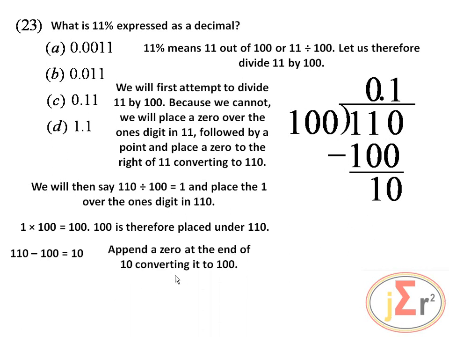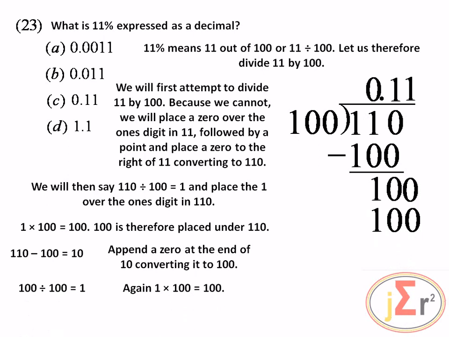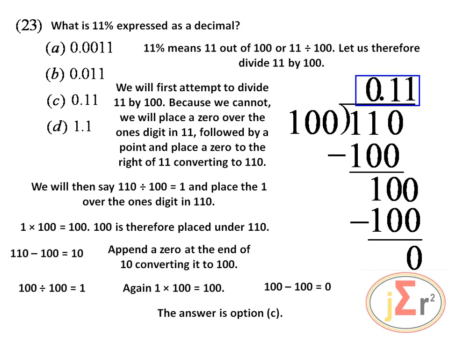Next, we will continue appending a 0 to the end of 10, right there. So we continue by putting another 0 here, because we know that 100 cannot go into 10. So we place another 0 right there. 100 to be divided into 100, and that will be 1 time. Then we say 1 multiplied by 100, and that gives us 100. So we are going to subtract 100 this time. And what do we get? 0. And we are sure that our answer is 0.11. The answer is option C.